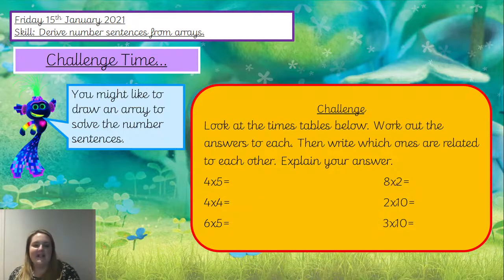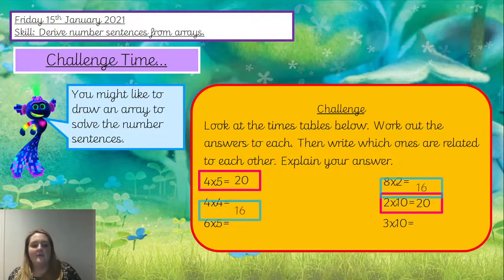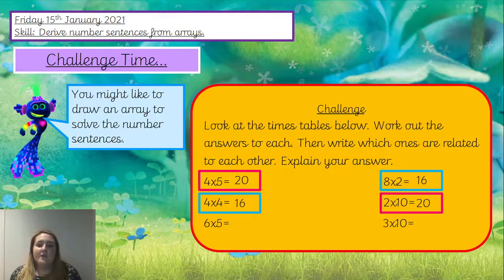Okay, let's see then. So we have got 4 times 5 equals 20 and 2 times 10 equals 20. So they've both got the same answer. We've also got 4 times 4 equals 16 and 8 times 2 equals 16. So they've also got the same answer, so those two are also linked. And then we've got 6 times 5 equals 30 and 3 times 10 equals 30.